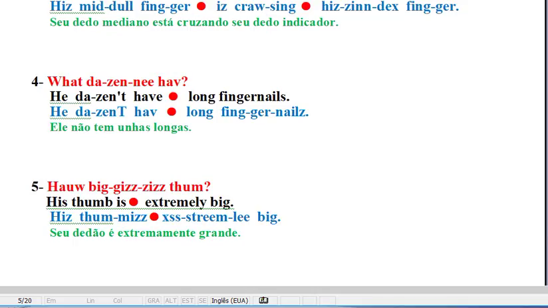Line 4. He doesn't have long fingernails. Question. What doesn't he have? He doesn't have long fingernails.